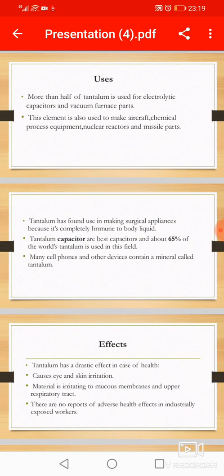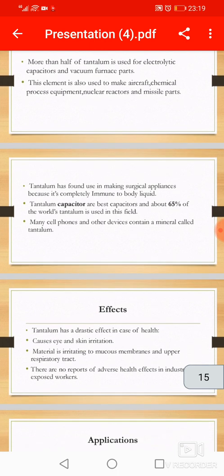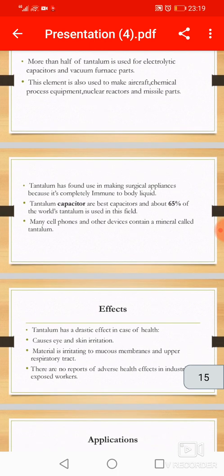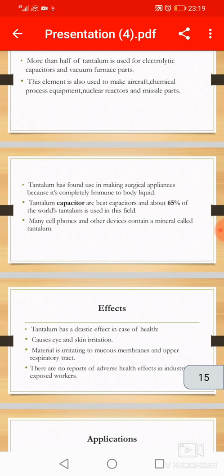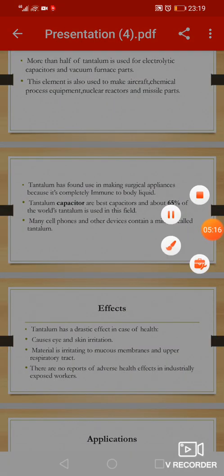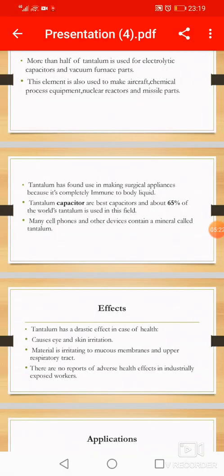Let's move on to the next point, that is effects. Tantalum has a drastic effect in case of health. Causes eye and skin irritation. Material is irritating to mucous membranes and upper respiratory tract. There are no reports of adverse health effects in industrially exposed workers.